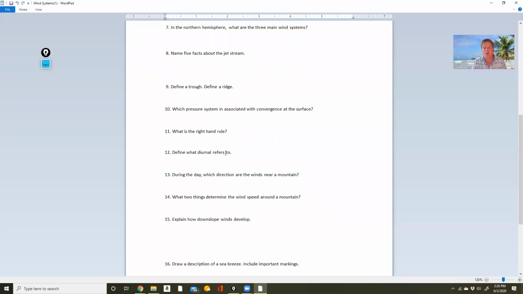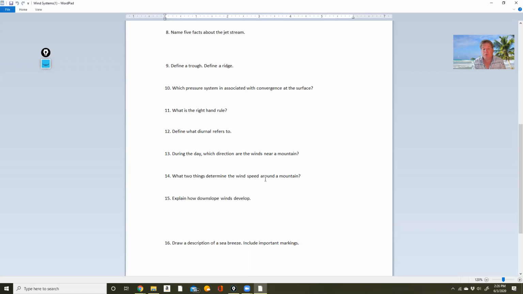The term diurnal talks about day-night. Because of a mountain, especially when the aspect is facing south, where the sun's hitting it more directly, you get differences in temperature, ground to the top of the mountain. And during the day, the air wants to go up the mountain where the low pressure and the air is warmer. So lots of little things about that.